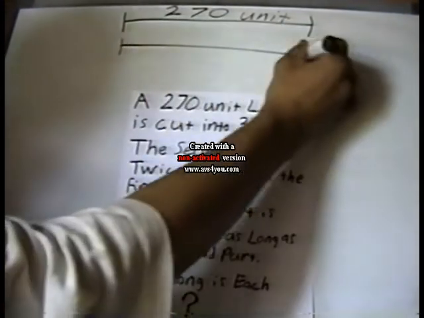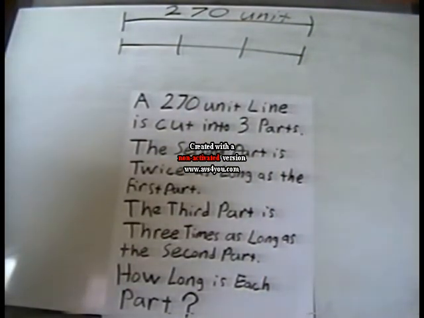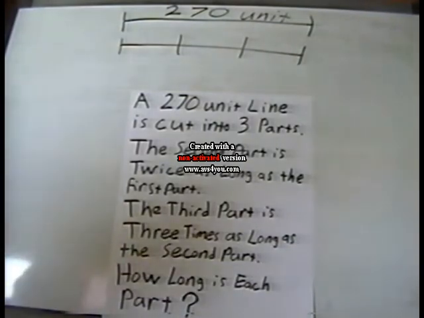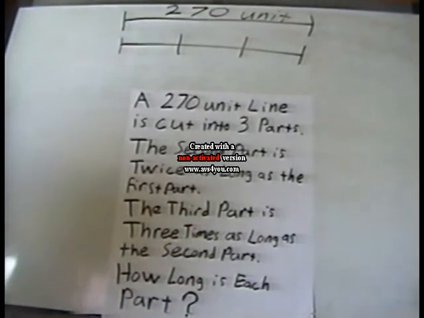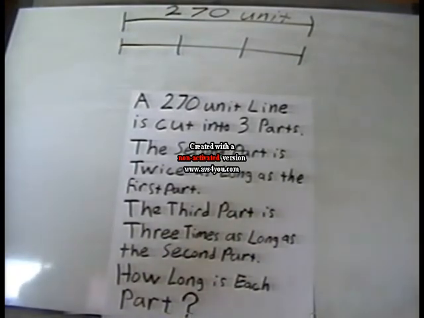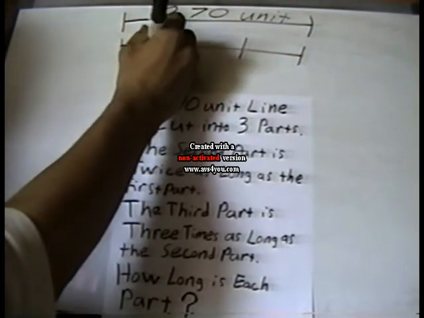A 270 unit line, okay? A 270 unit line is cut into 3 parts, okay? Cut into 3 parts. The second part is twice as long as the first part. Okay? The third part is 3 times as long as the second part. How long is each part?